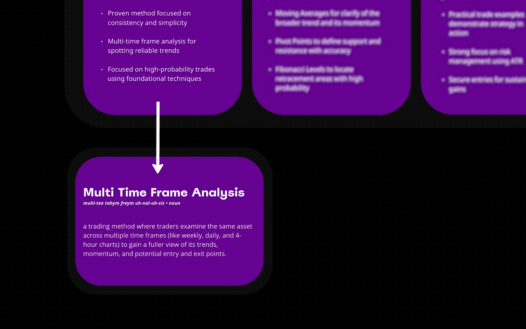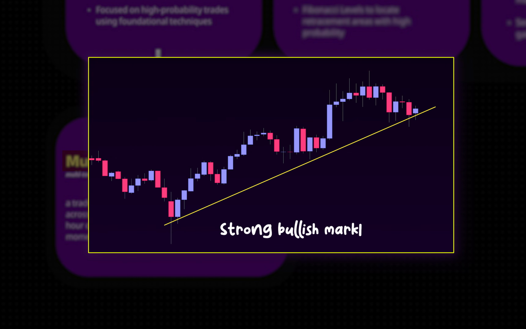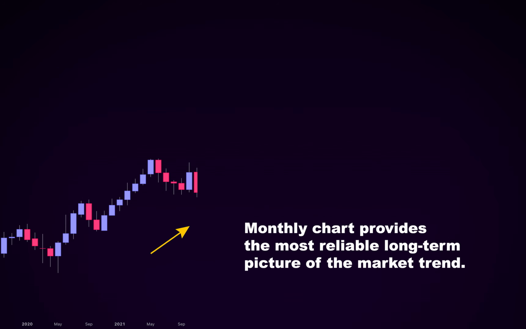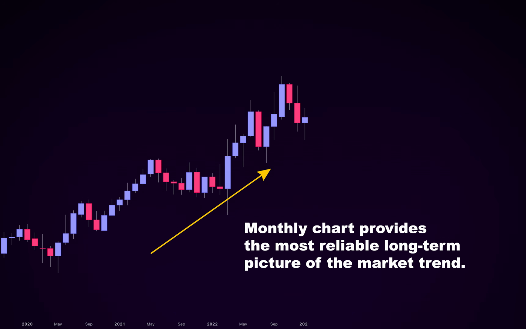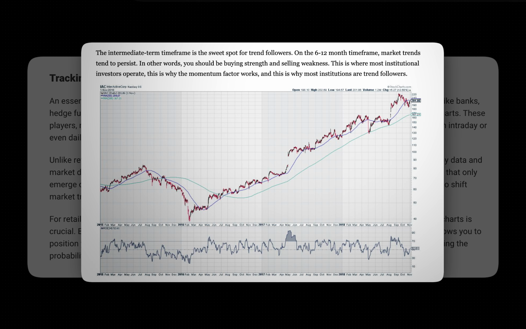So the foundation of this strategy starts with multi-time frame analysis, which is key to understanding the market's overall direction. And I always begin with the monthly chart because it gives me the most reliable long-term picture of the market trend. Many retail traders often overlook the monthly chart. However, institutional traders rely on it to track major trends that can last for months or even years. And this big picture view is crucial when it comes to making money trading Forex in a consistent and profitable manner.